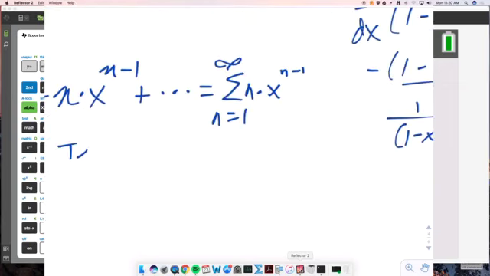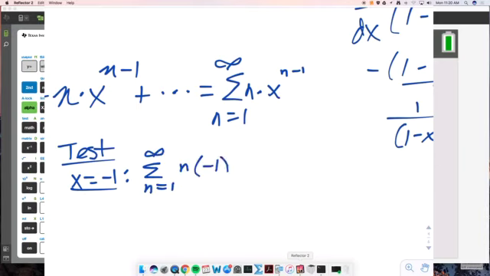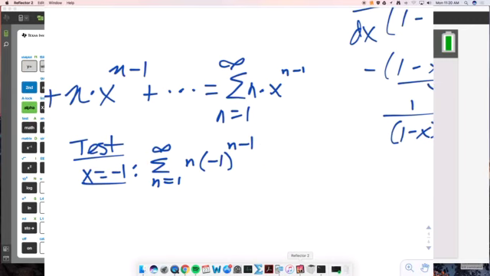Okay, so let's test the endpoints. We'll do negative 1 first. We test x equals negative 1, and you plug it in. So it's the series sigma from n equals 1 to infinity, n times negative 1 to the n minus 1. Is negative 1 to the n minus 1 an alternator? It is. Yeah, it's pretty much the same as n plus 1. So it is an alternating series.